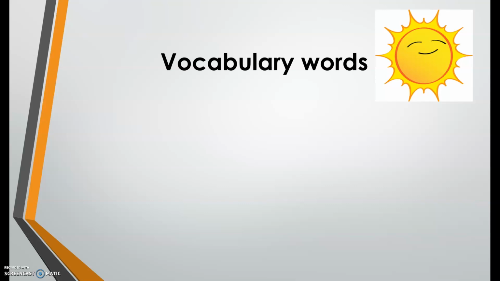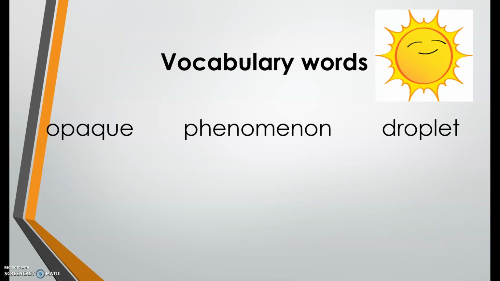Okay, before we start our review, let's first read our vocabulary words. Listen carefully as I read the first set of words. Opaque, opaque. Phenomenon, phenomenon. Droplet, droplet. Now repeat after me. Opaque, phenomenon, droplet.